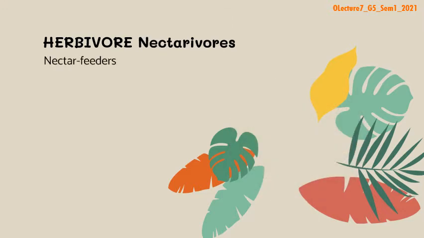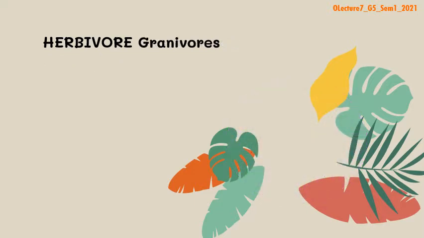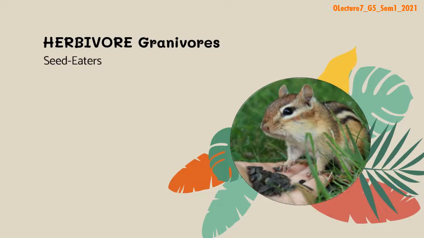A herbivore nectarivorous animal feeds on nectar, which is the sweet substance found in flowers. Butterflies, some kinds of birds, bees are nectarivorous animals. They feed on nectar. Granivorous animals feed on grains or seeds, like the squirrels. Squirrels eat grains, so we say that squirrels are herbivorous, granivorous animals.